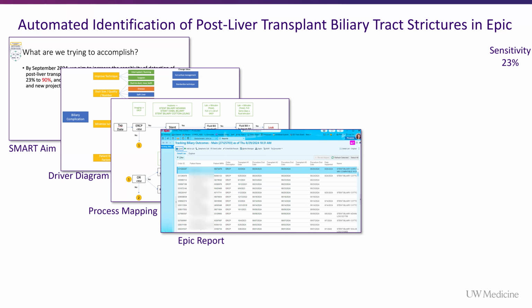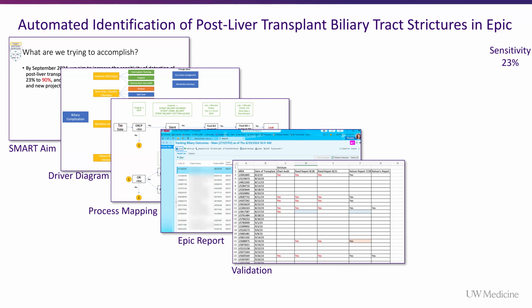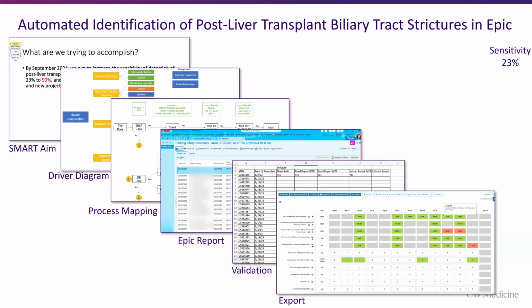And it was lots of iterations. And so then each of these columns is a different report validating. And then finally, we could export it to XinQuapi. And so now on a monthly basis, we get all our reports about how many biliary strictures we have.